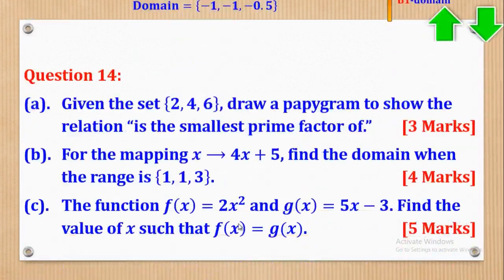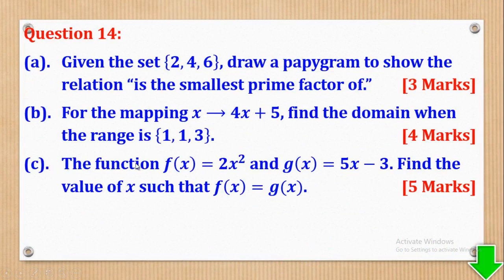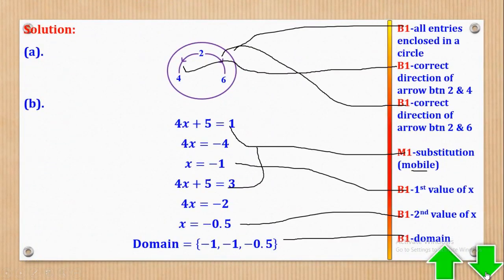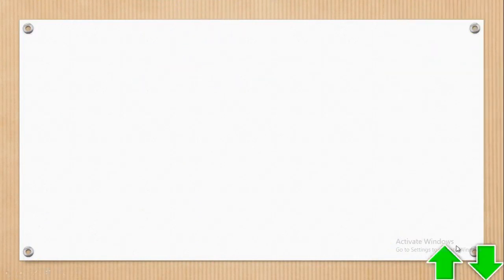So that was part A and part B. Part C says that the function f(x) is equal to that and g(x) is that. Find the value of x, say that f(x) is equal to g(x). So f(x) is equal to g(x), f(x) is that, and g(x) is that.